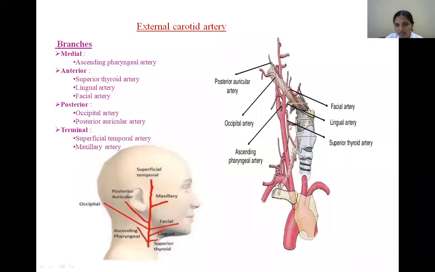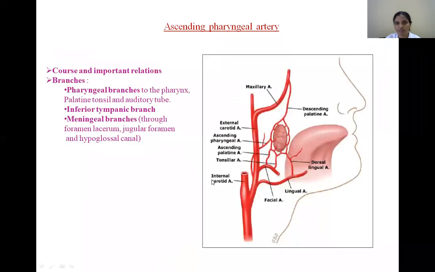See, this is the first one, superior thyroid artery. It is going to supply the thyroid gland, and then lingual artery, then facial artery. Then from the posterior aspect, the 2 important branches: this is occipital artery, then posterior auricular artery. After giving these branches, within the substance of parotid gland, it terminates by giving superficial temporal and maxillary arteries.